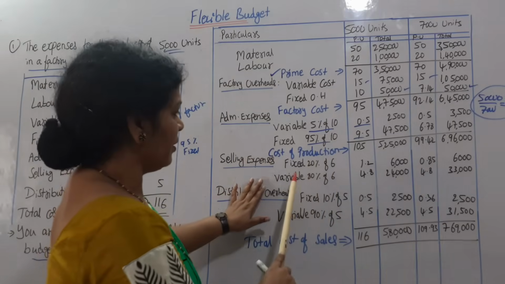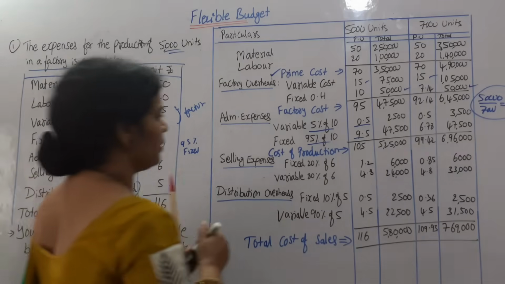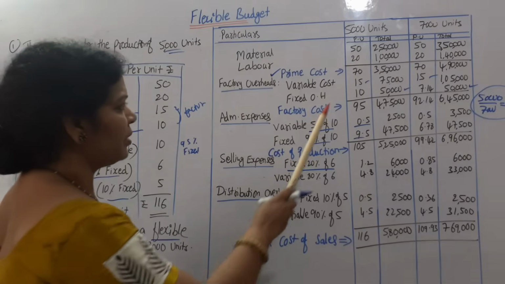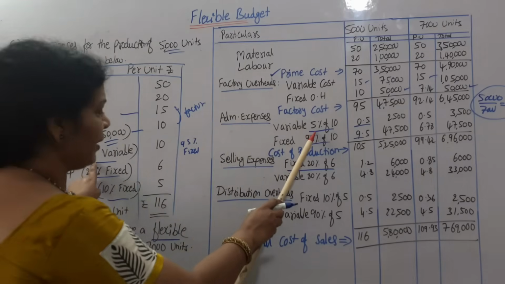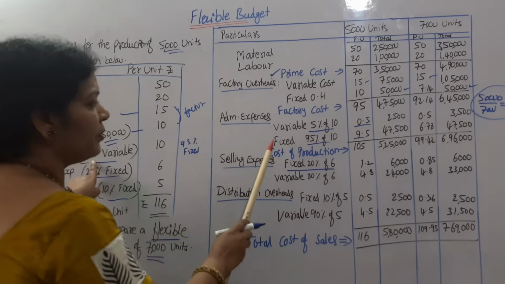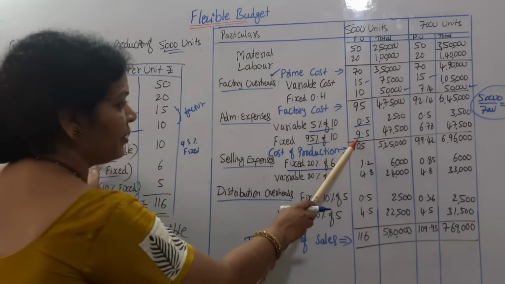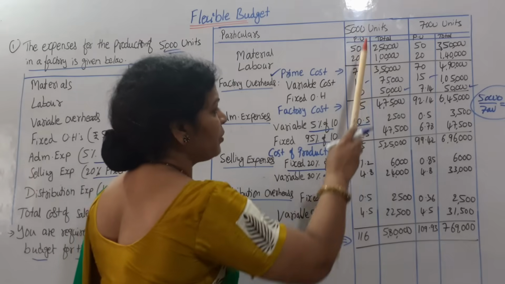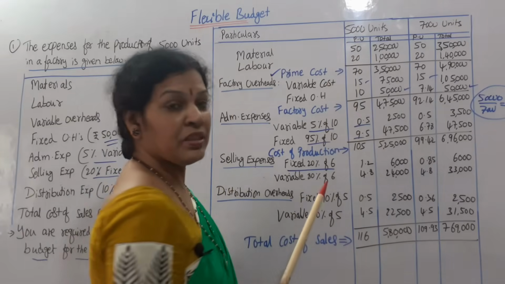Now selling expenses, 20% is fixed. Did I cover? No, I have to explain this point only. Administrative expenses 5% is variable. 5% of 10 is 0.5. And fixed is 95% of 10, which is 9.5. So you are getting 2500 here. How did you get 2500? 5000 into 0.5, 2500. And 5000 into 9.5, 47,500.